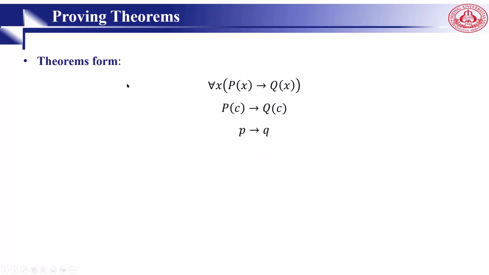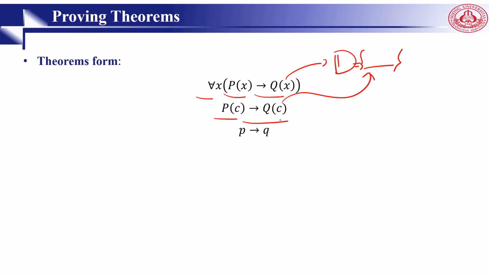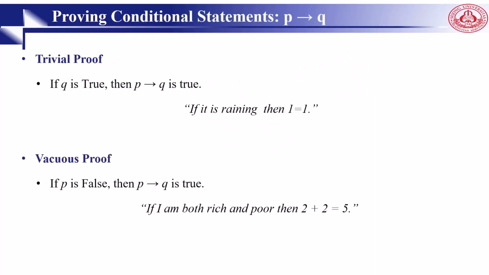Later we will see many theorems have the form of for all x, P(x) implies Q(x). To prove them, we show that c is an arbitrary element of the domain of x. So whatever the domain of x is, c is a member of this domain. Then we show that P(c) implies Q(c). So by universal generalization that we had in the previous lecture, the truth of the original formula follows. So we must prove something of the form P implies Q.